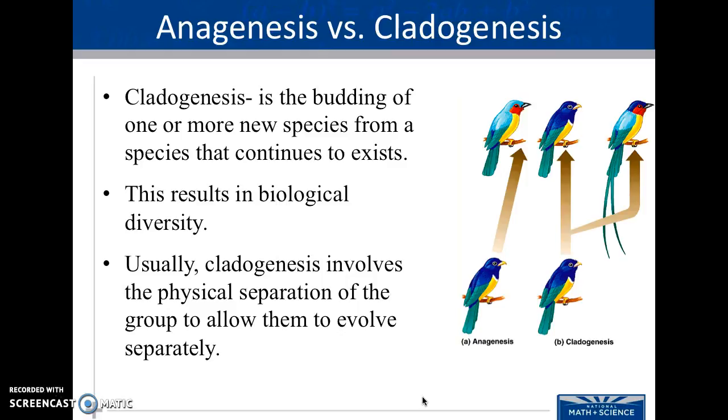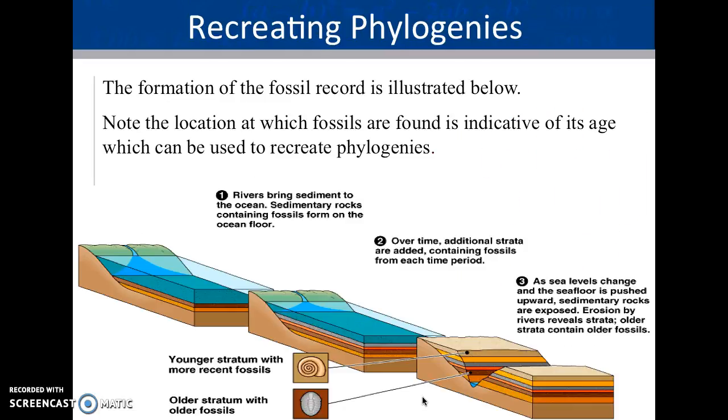Cladogenesis is the budding of one or more species from a species that already exists. And this is more common. We see it as the result in biological diversity. Usually, cladogenesis involves physical separation, and so we see that something prevents two groups from mating. Both of them continue to survive, but they start to speciate, which means that we see two new species forming.